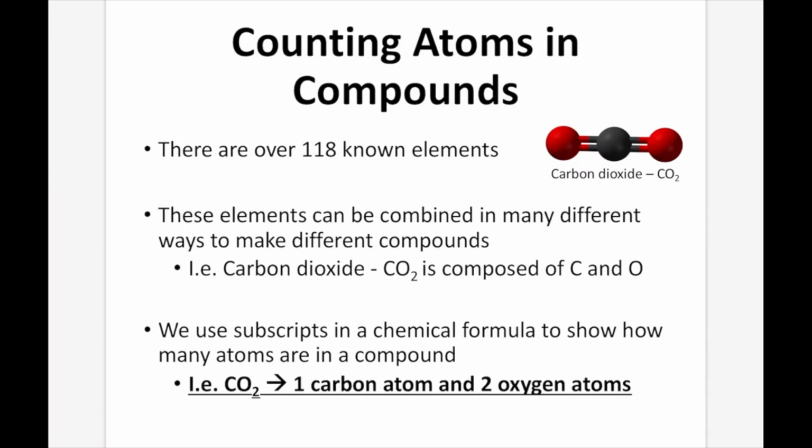Counting atoms and compounds. There are over 118 known elements. These elements can be combined in many different ways to make different compounds. So for instance, carbon dioxide is CO2. It's composed of carbon and oxygen atoms.